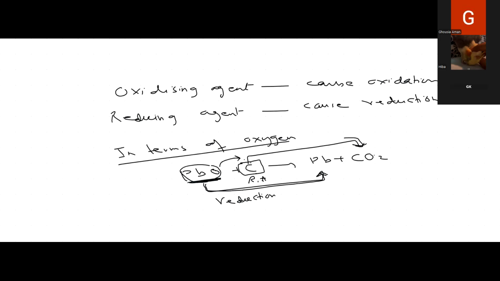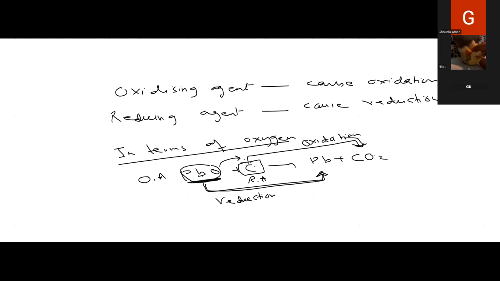So who is oxidized? Where is oxidation taking place? In carbon. Who is the cause? Lead oxide. Why? Because lead oxide is here to supply oxygen to carbon. So who is the oxidizing agent? Lead oxide. So remember, the substance which is oxidized, its neighbor is the oxidizing agent. The substance which is reduced, its neighbor is the reducing agent. Did you understand this thing, Hiba? Yes. Acha, so how are we going to define?